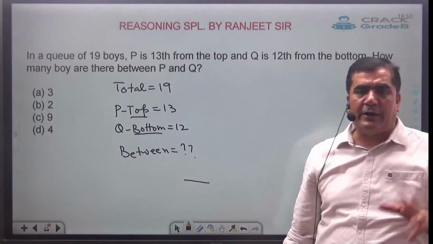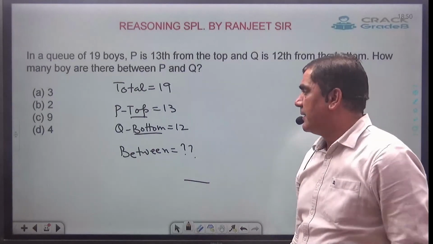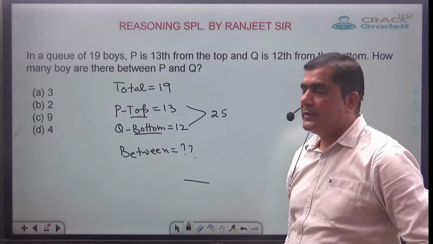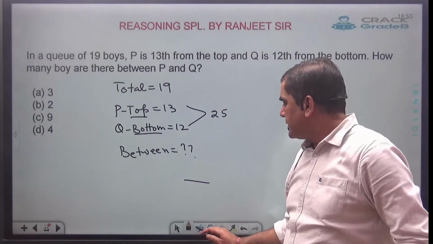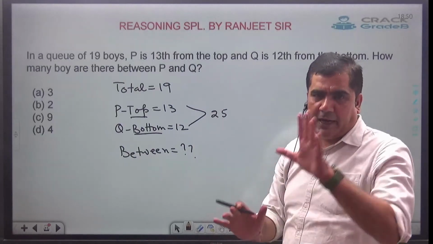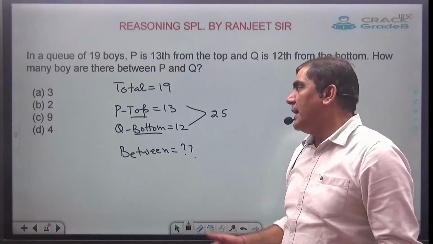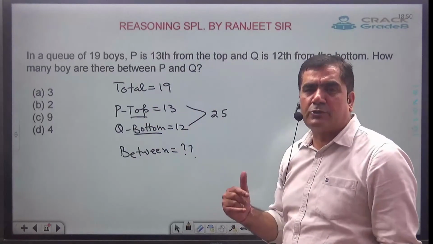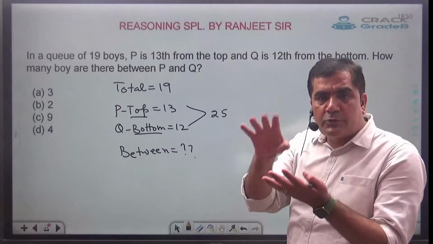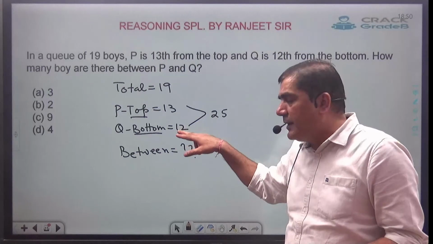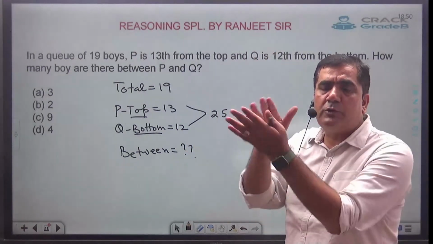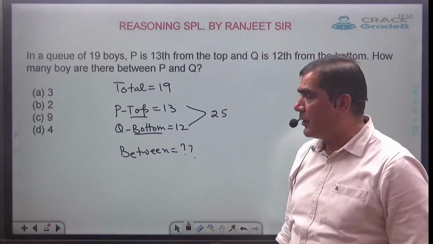So we need to find out whether case 1 or case 2 is possible. Simply add these two numbers, comes out to be 25. Now here, sum of the positions is greater than total, which means that is a case of overlapping. Try to understand how that is possible. If all together we have got 19 students, how can the sum come out to be 25? It means some student must be counted over here and over here also. That is called a case of overlapping. Some student will be overlapped, counted both ways.